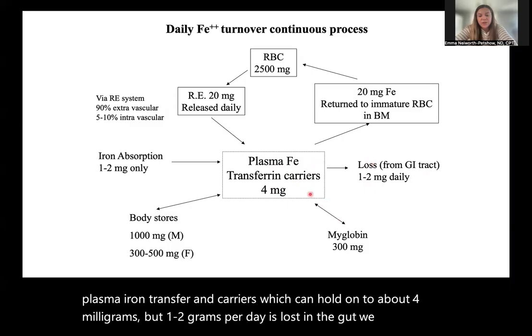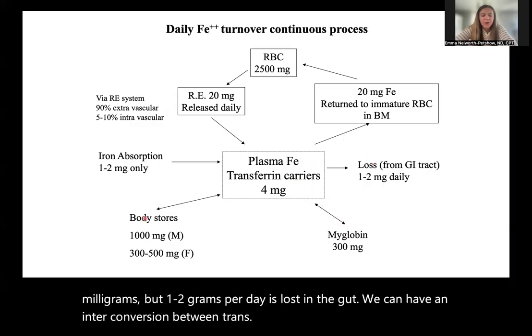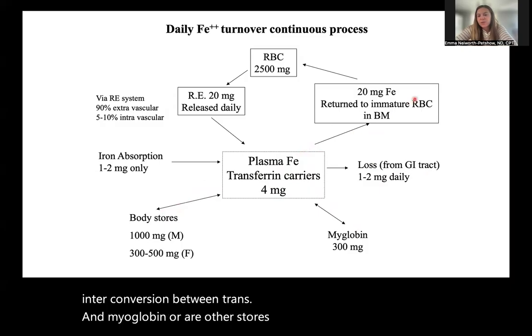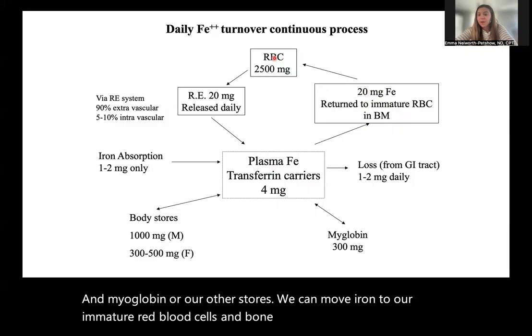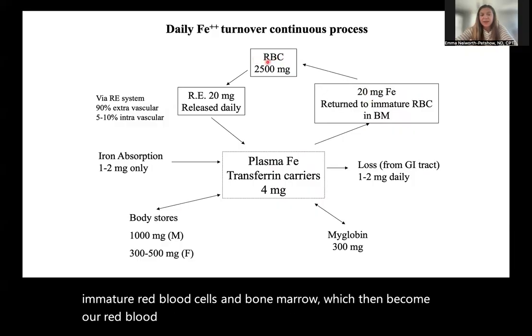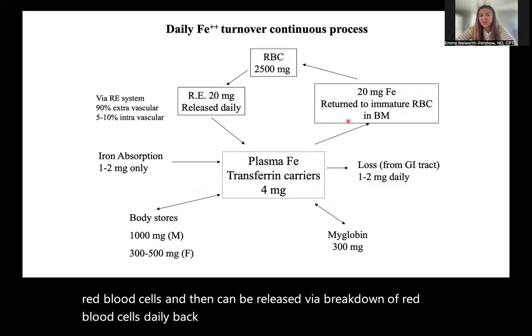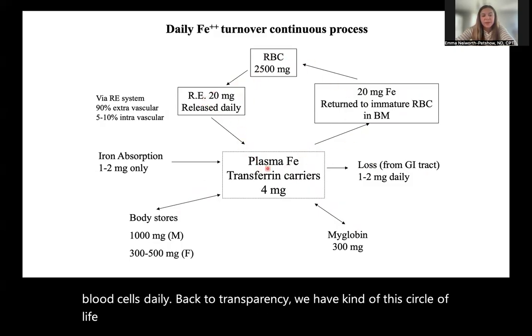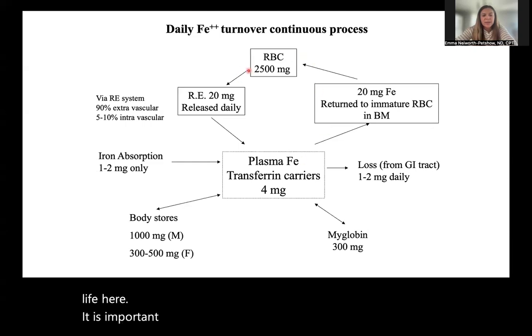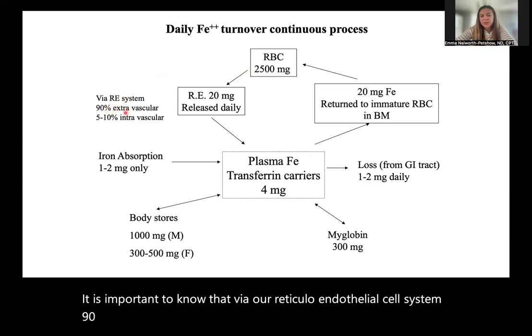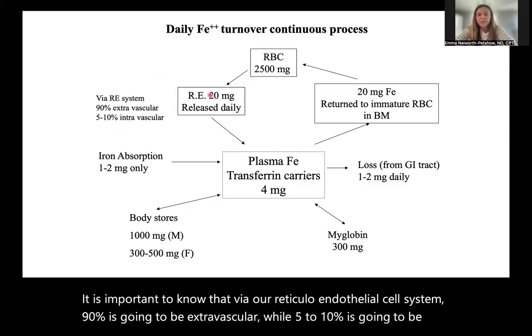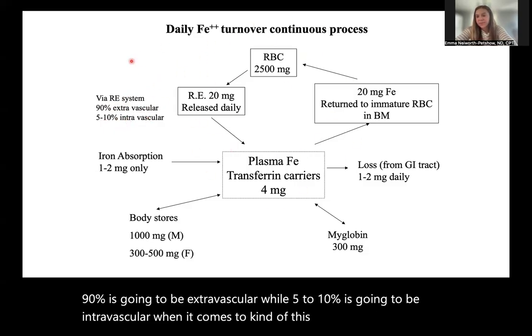We can have an interconversion between transferrin and myoglobin or our other stores. We can move iron to our immature red blood cells in bone marrow, which then become our red blood cells, and then can be released via breakdown of red blood cells daily back to transferrin. So we have kind of this circle of life here. It is important to know that via our reticuloendothelial system, 90% is going to be extravascular, while 5 to 10% is going to be intravascular when it comes to kind of this circle of life.